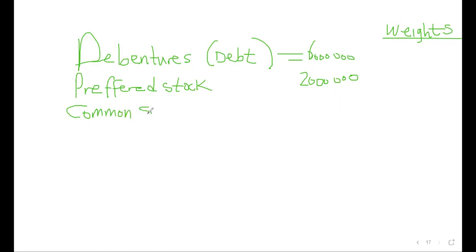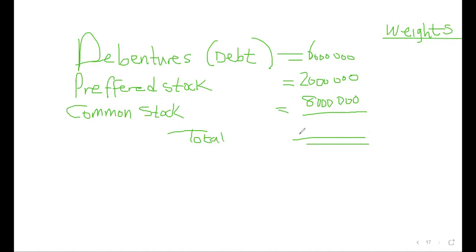Under the common stock, we had 8 million. So meaning that the total here, we need to actually find the total. The total is 16 million. So from this 16 million, we can find the weights.